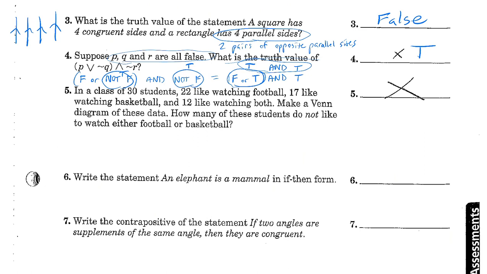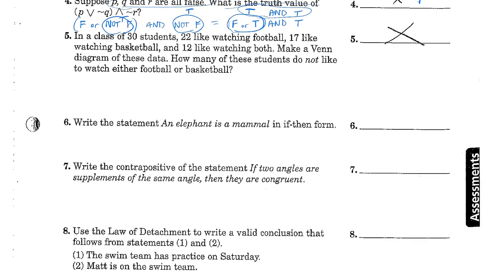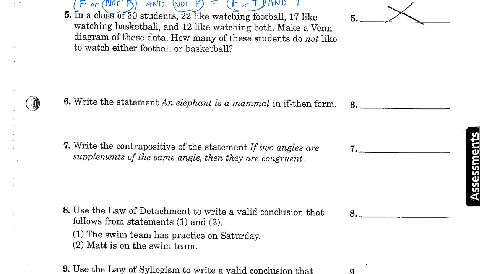Very cool. In a class of 30 students, 22 like watching football, 17 like watching basketball, and 12 like both. Make a Venn diagram of these. Oh, cool. So you have a class of 30 students. So here's the whole class of 30 students. All right. 22 like watching football. So here's some that like football. That's 22. And then 17 like watching basketball. So here's some that like watching basketball. All right. And then there's 12 that like watching both.